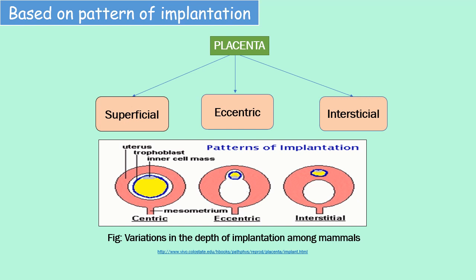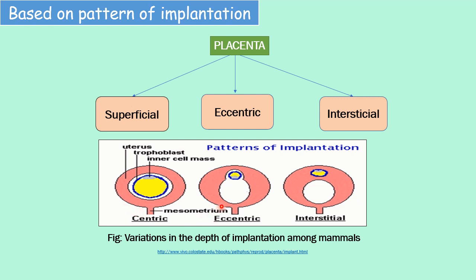Now let me define how these three types of placenta differ from each other based on the pattern of implantation. Here in superficial or central placenta, the blastocyst becomes attached to the surface of the uterine epithelium and thus lies in the cavity of the uterus, or it may remain in the center of the uterus. This type of placenta is found in pig, dog, and monkey.